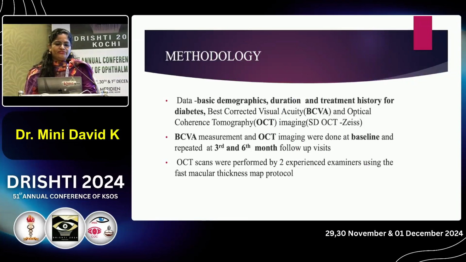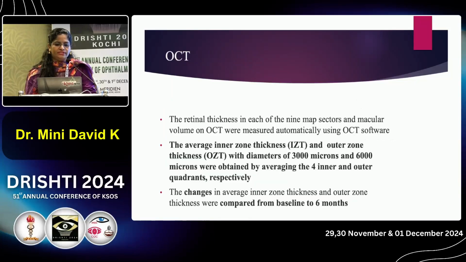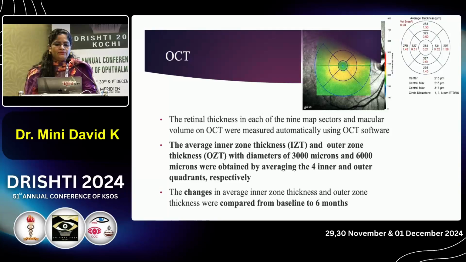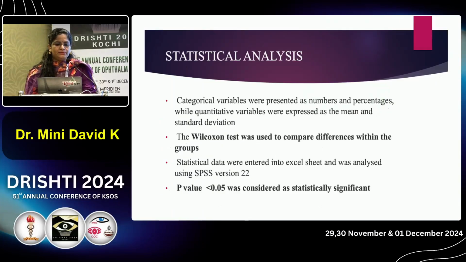Data of basic demographics, duration and treatment history of diabetes, best corrected visual acuity and optical coherence tomography imaging were collected. BCVA and OCT imaging were done at baseline and repeated at 3rd and 6th month follow-up visits. Average inner and outer zone thickness with diameters of 3000 and 6000 microns were obtained by averaging 4 inner and outer quadrants respectively, and changes were compared from baseline to 6 months.